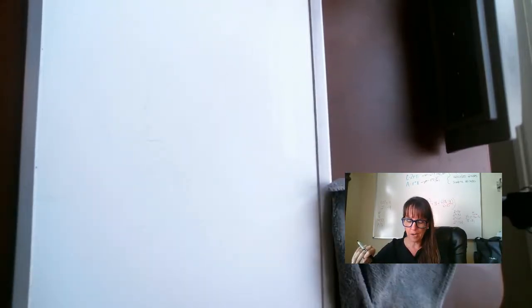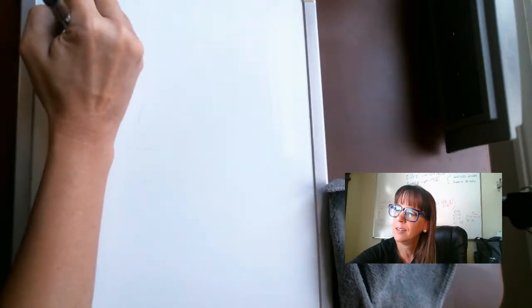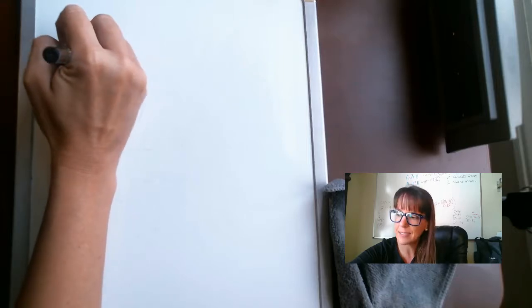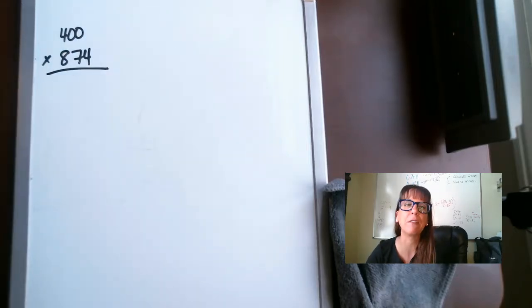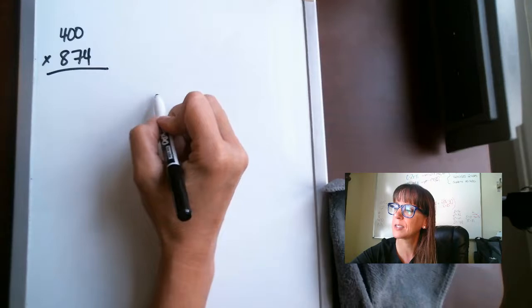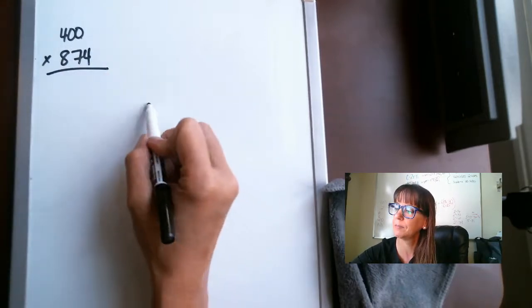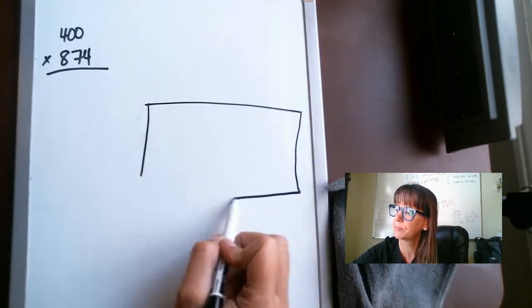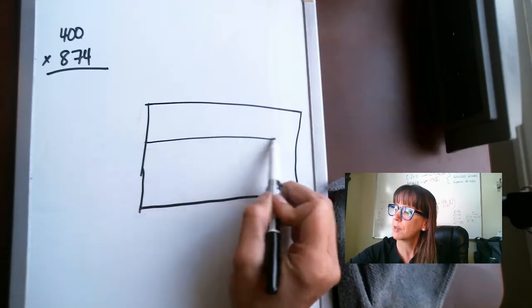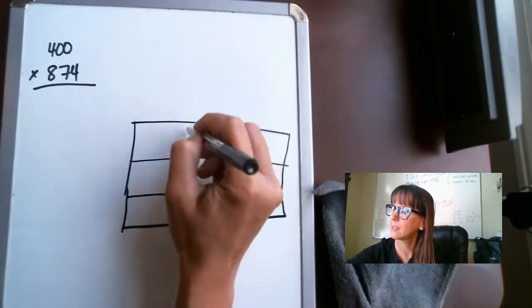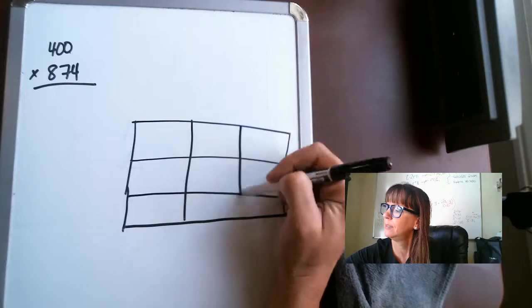Okay, so let's talk about example number 2. We have 400 times 874. Okay, box method. Let's try this guy. It is a 3 by 3. So we want to draw a 3 by 3. That was a terrible box. What am I doing? Oh, goodness.